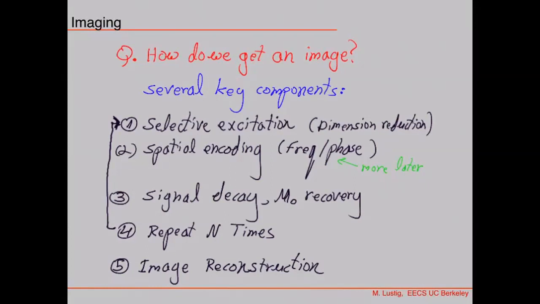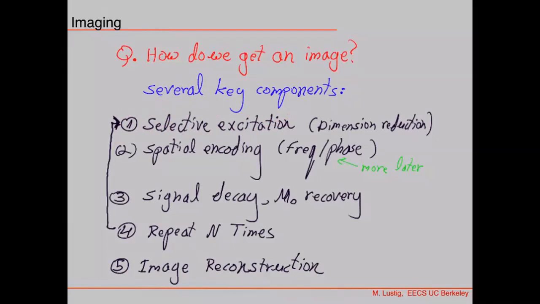The easiest way of doing things is actually exciting a slice, because that only requires you to apply a gradient and then RF at a particular frequency, and then you excite a slice, and you only need to encode 2 dimensions out of 3. Okay, so that is a key component, selective excitation. That is a Nobel Prize kind of idea by Peter Mansfield.